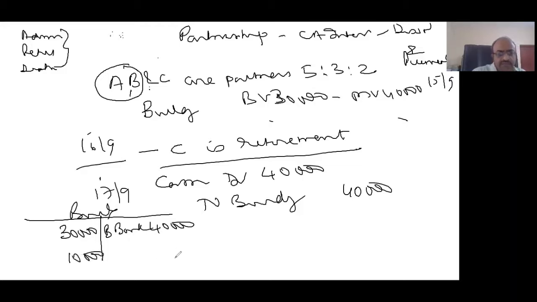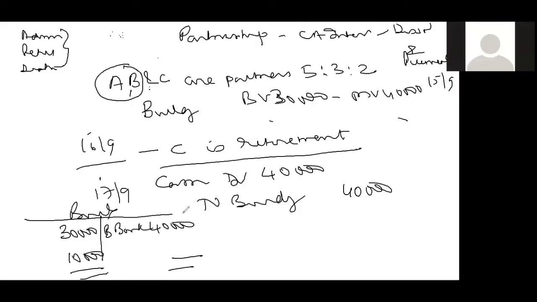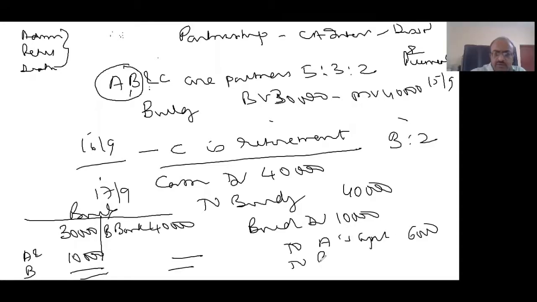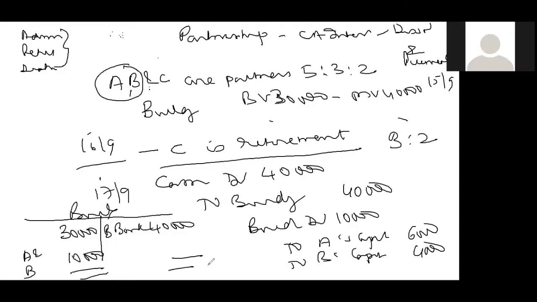Now, who are the partners when the building is being sold? Aparna? A and B, and they share in the ratio 3:2. So they will share the 10,000 amount. They will say building account debit 10,000 to A's capital 6,000, to B's capital 4,000. Venus, is this right? No, sir. Who is losing?